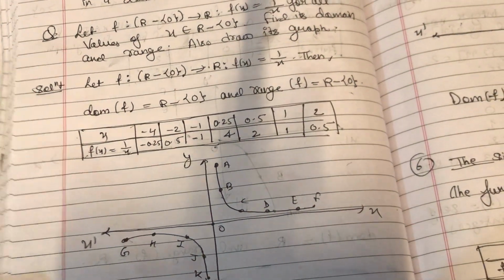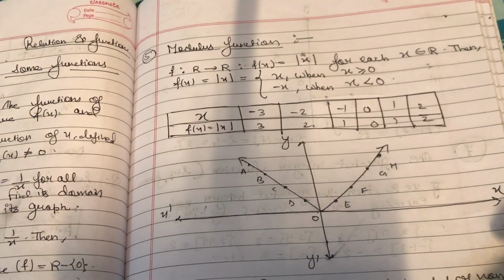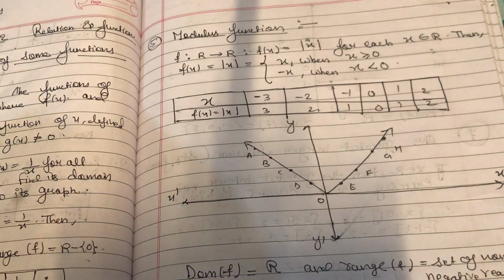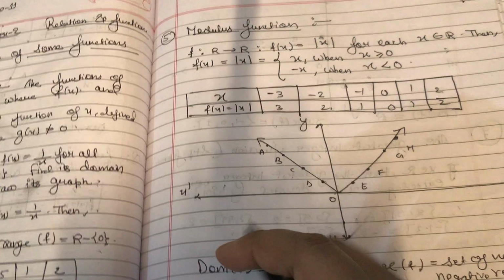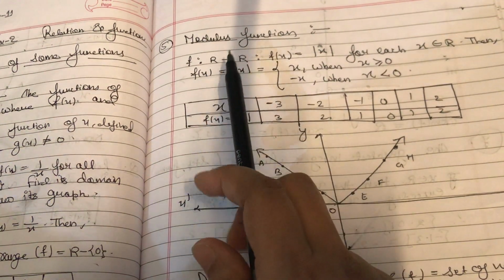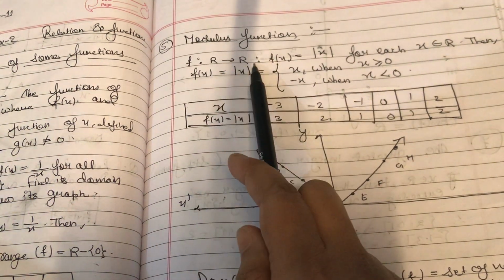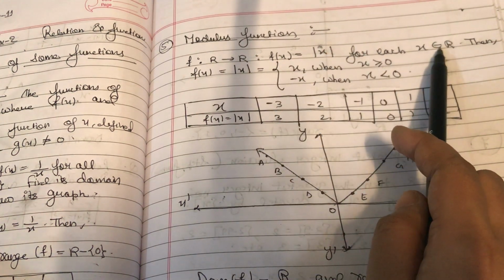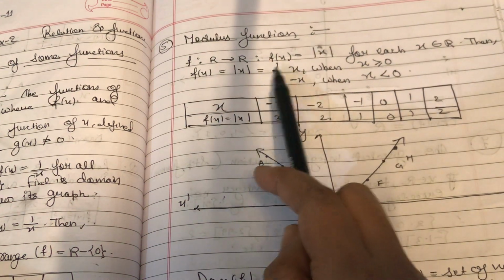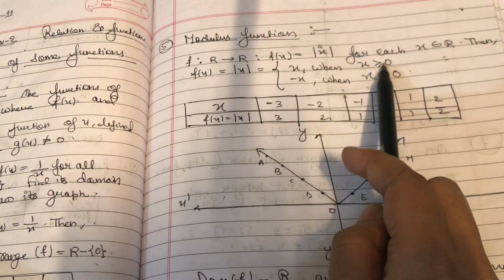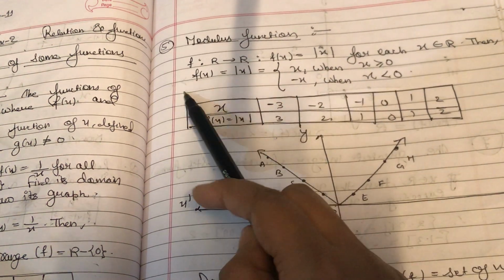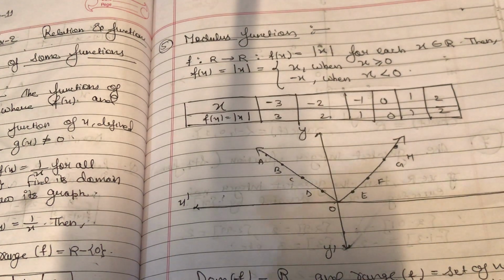So let's talk about the next, which is the modulus function. We know that for the modulus function, if we put anything inside the mod, the value comes out to be a positive one, isn't it? So this is the equation: f such that R to R, that is real numbers to real numbers, f(x) equals to mod x. This is my equation. For each x belonging to real numbers, f(x) equals to mod x will be x when x is greater than or equal to 0, and minus x when x is less than or equal to 0. I want you to remember this formula. This is the equation for modulus.